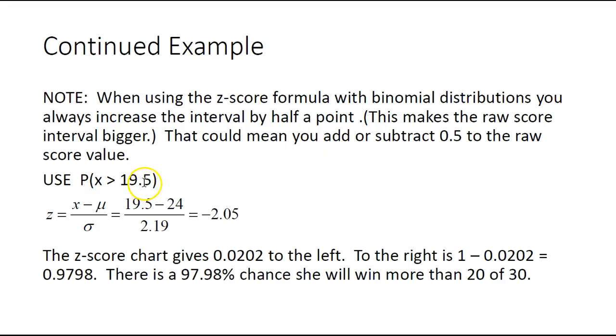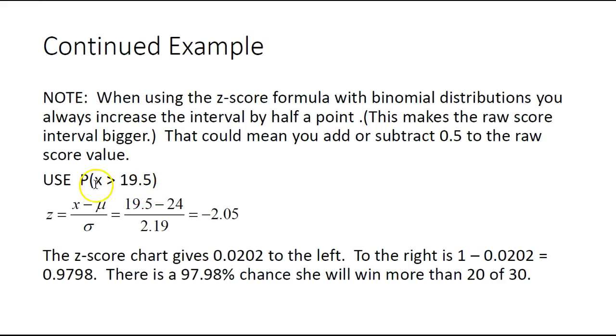So when we were looking for something greater than 20, when we want to make that interval bigger, which would be the right side of 20, we're going to have to go down. It's not that we're adding half a point to 20, we're adding half a point to the interval. So we want everything to the right of 20. To make that bigger, we're going to have to go down below 20. So that's why we're using 19.5 here.